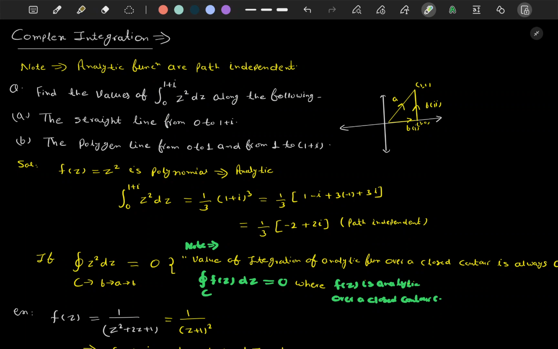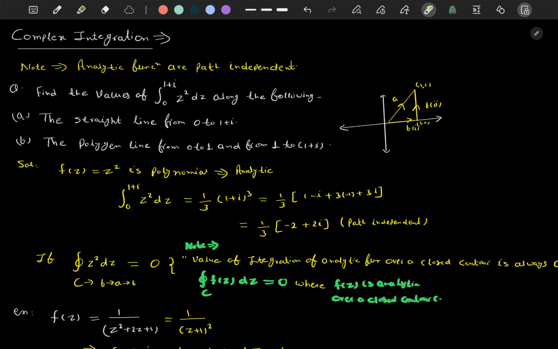So we know that all analytic functions are path independent. Suppose we have a complex integration with limits 0 to 1 plus iota, and we have to integrate it over two paths: a straight line from 0 to 1 plus iota, and the polygon line from 0 to 1, and from 1 to 1 plus iota. We have to solve this.